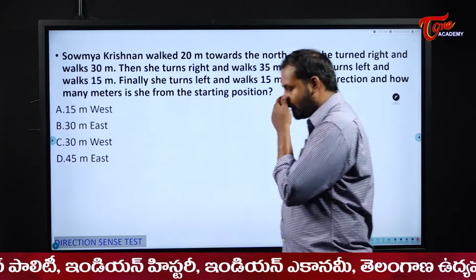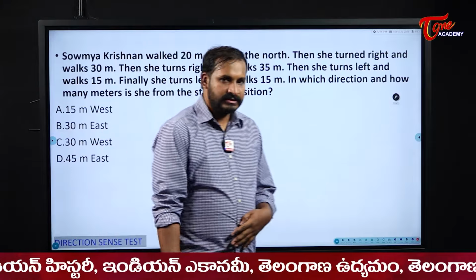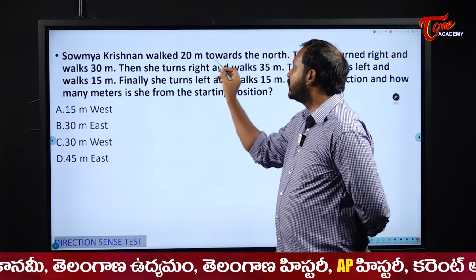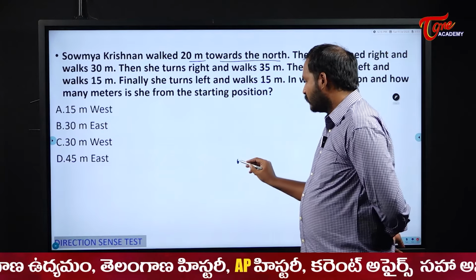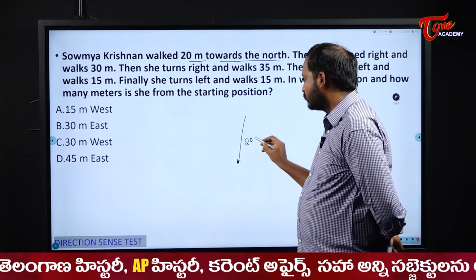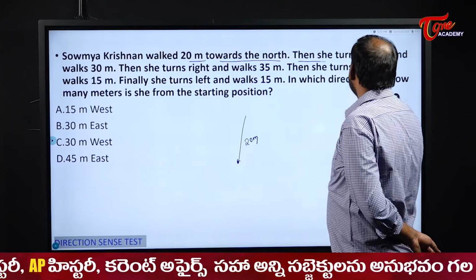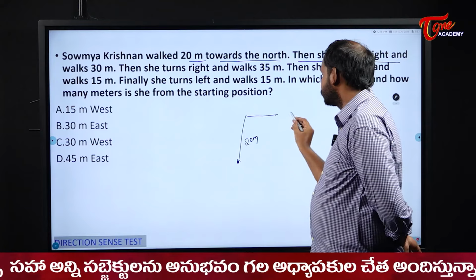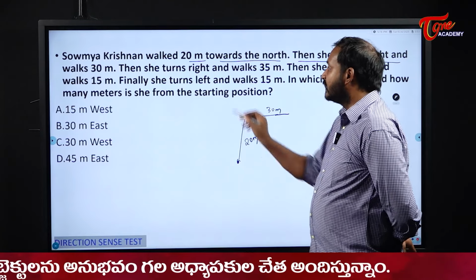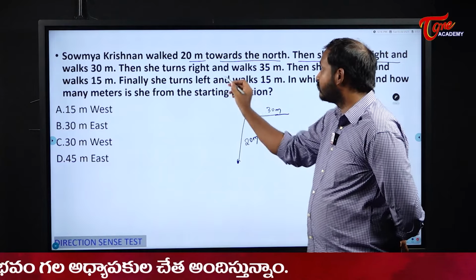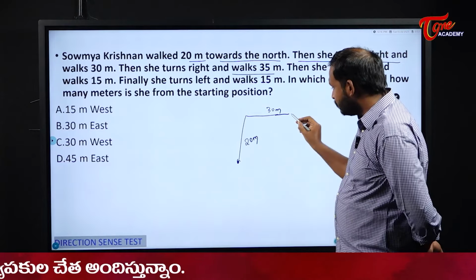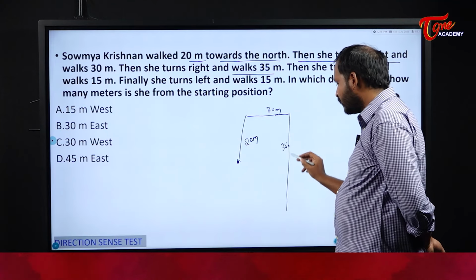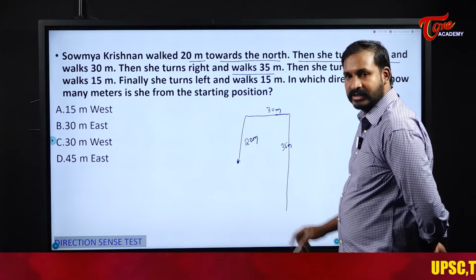Now, see the next one. Now, see this question, students. Pause the video and try to solve it simultaneously so that it will be easy. Soumya Krishnan walked 20 meters towards the north. Okay, fine. Then she turned right. Turned right means what? North and right, this one. And walks 30 meters. Then she turns right and walks what? 35 meters. Now turning right means downward. Students, as I have already told you, this is 20 and now she is walking 35 meters. So make sure that you draw a line lengthier than this initial position.